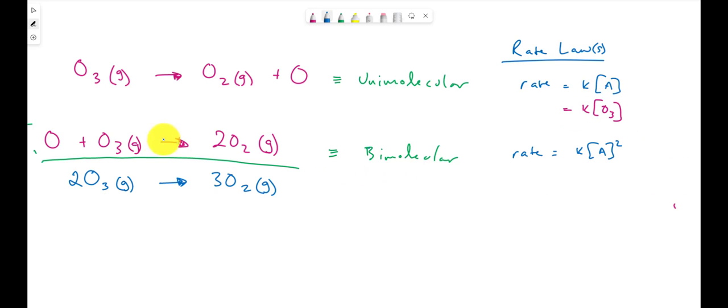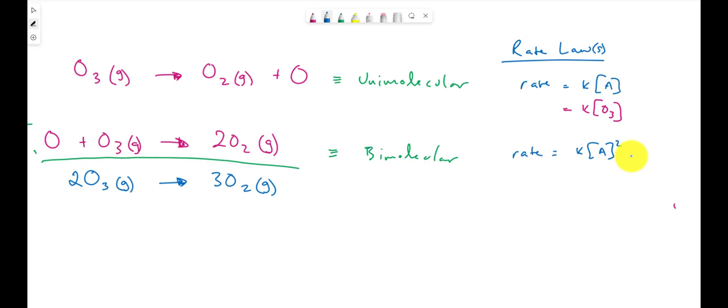Same is true for the second step. We know this is elementary, so we can identify its molecularity, which is bimolecular. And if it's an elementary step, then the molecularity is the rate law. So we could write a generic rate law, like rate is equal to k times A to the second power. It's important to note, though, that there's another option here, and that's actually what's depicted in this elementary step.